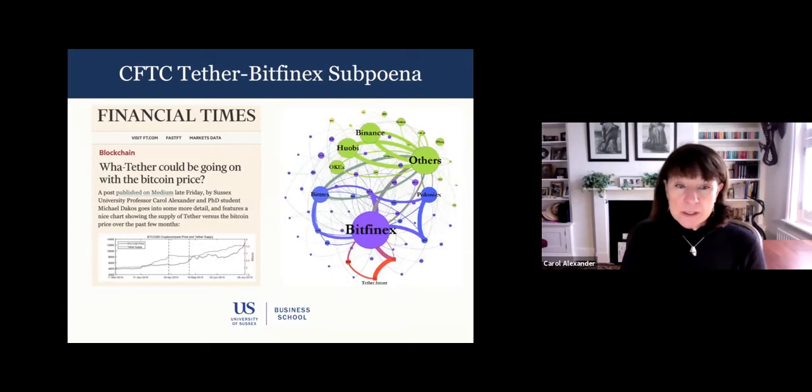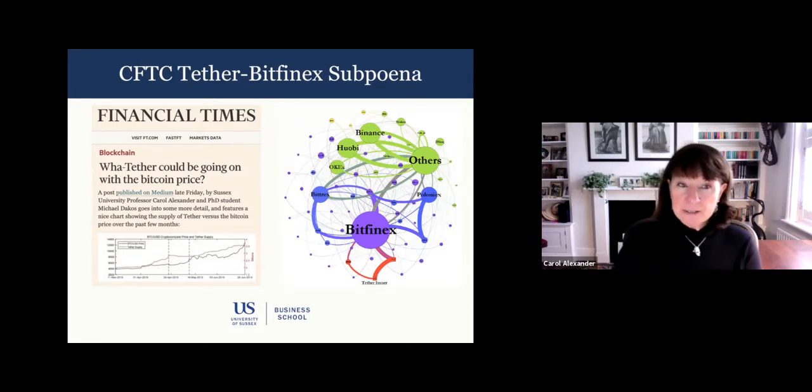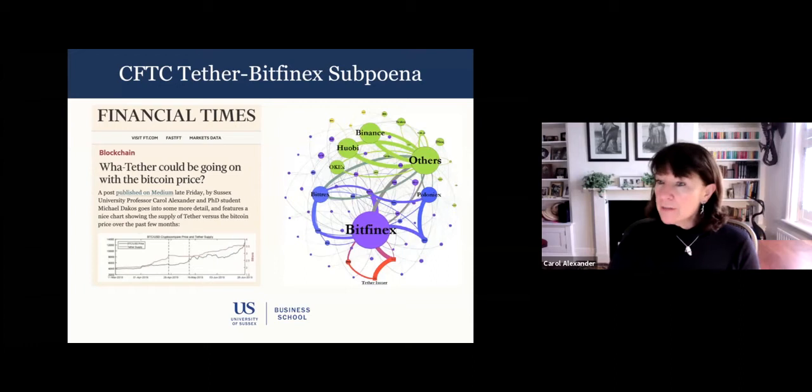And there are also other ways in which one can influence prices, it's not just spoofing, just by printing this thing called Tether. This is a subpoena that the CFTC actually brought out in 2018 following this massive surge in the Bitcoin price up to $20,000. What was driving that?